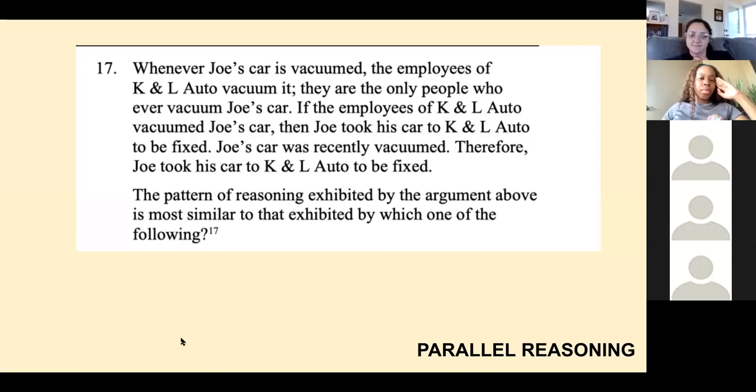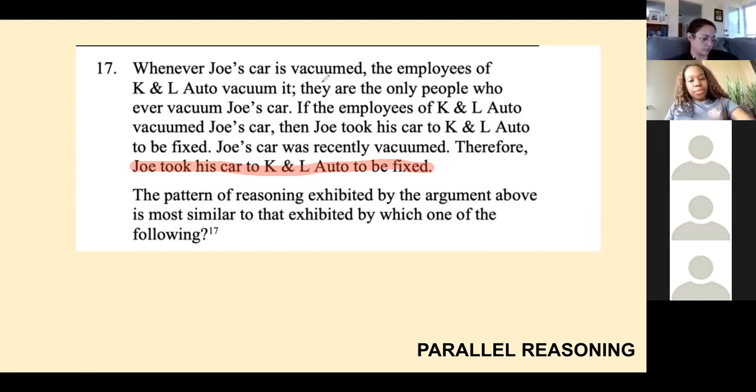All right, Allison, what is our conclusion here? So I thought it was Joe's car was recently vacuumed, therefore Joe took his car to K&L Auto to be fixed. One of those is correct. Which one of those is our conclusion? The last part. Therefore Joe took his car to K&L Auto to be fixed. Joe's car was recently vacuumed is just a fact, right? It's support.